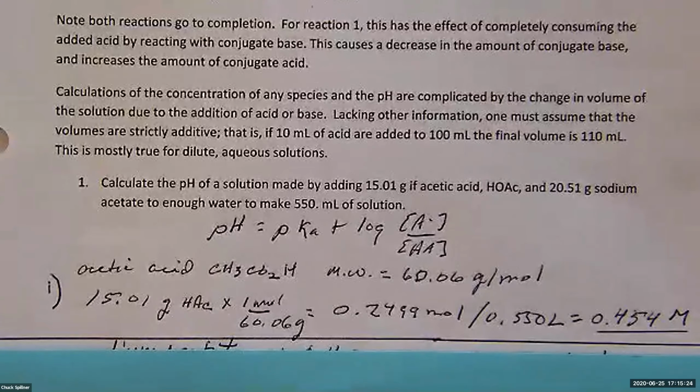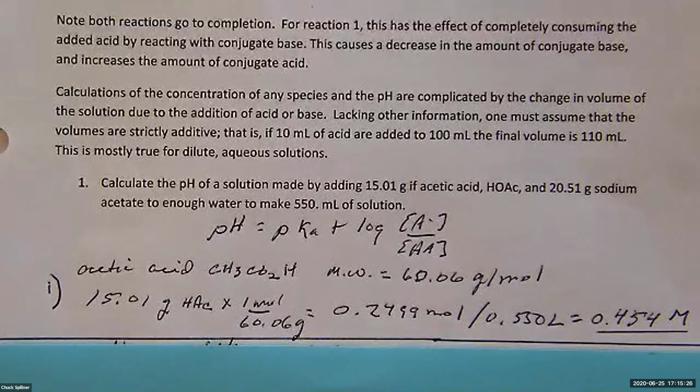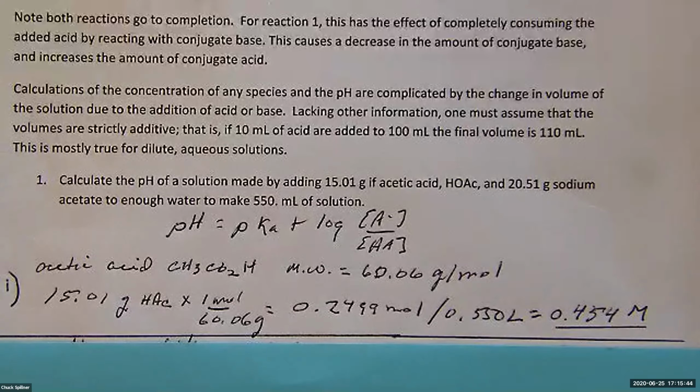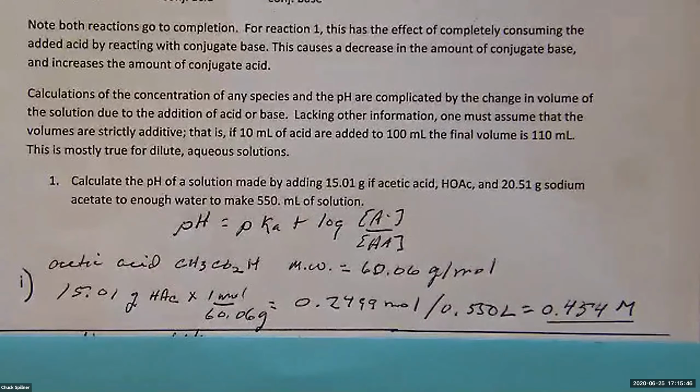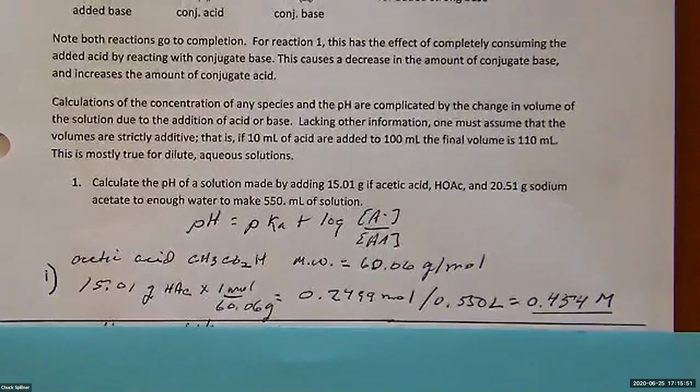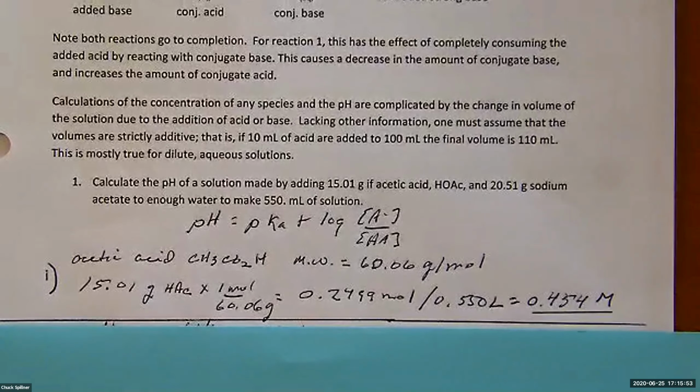The molarity is moles per liter. And so we change the 550 mLs into 0.550 liters. And that gives us a molarity of 0.454 molar. I'm going to move this over a little bit so you can see that. Maybe I'll zoom out just a bit. Okay, so that's the molarity of the acetic acid.